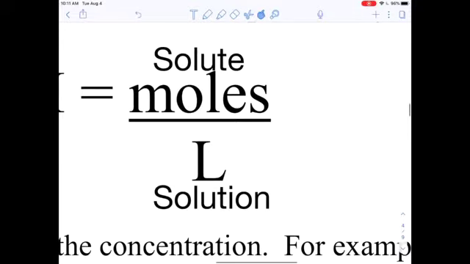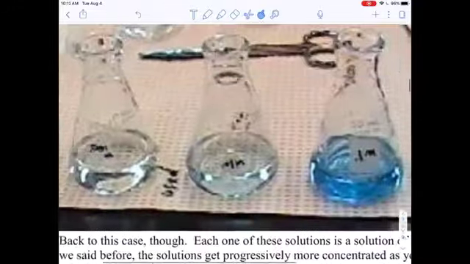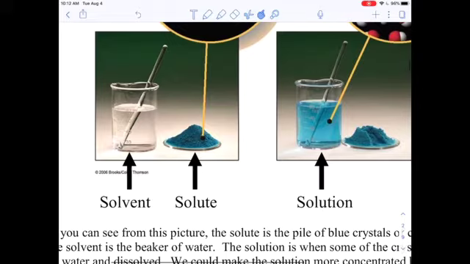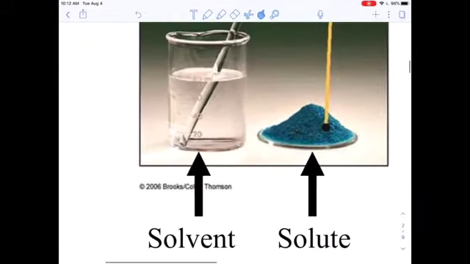Let's be clear about what those terms mean before we move on. Solute, solvent, and solution are summarized pretty well in this picture right here. Solvent is usually the liquid that you are dissolving it in, and 99% of the time it's going to be water. It doesn't have to be, but 99% of the time it is. Solute is whatever it is that you are dissolving. Oftentimes it's a solid, but it doesn't have to be. It could be a liquid, it could be a gas. Those things get a little bit weird and wonky, but generally speaking, we're probably talking about a solid.